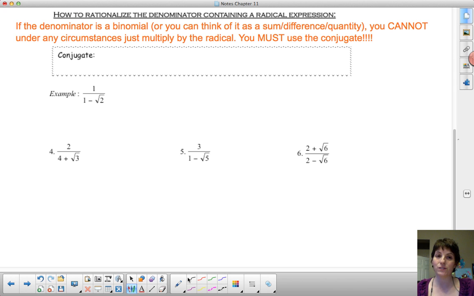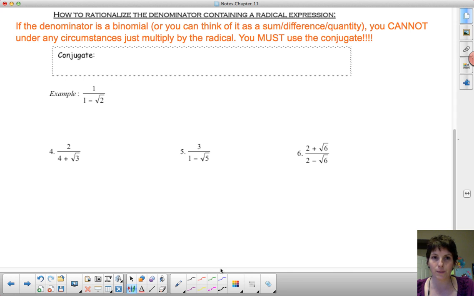So the second part of division happens if the denominator is a binomial, or you can think of it as a sum or a difference, a quantity. You cannot, under any circumstances, just multiply by the radical. You must use the conjugate. It's that important that I just read to you. I'm going to say it again.